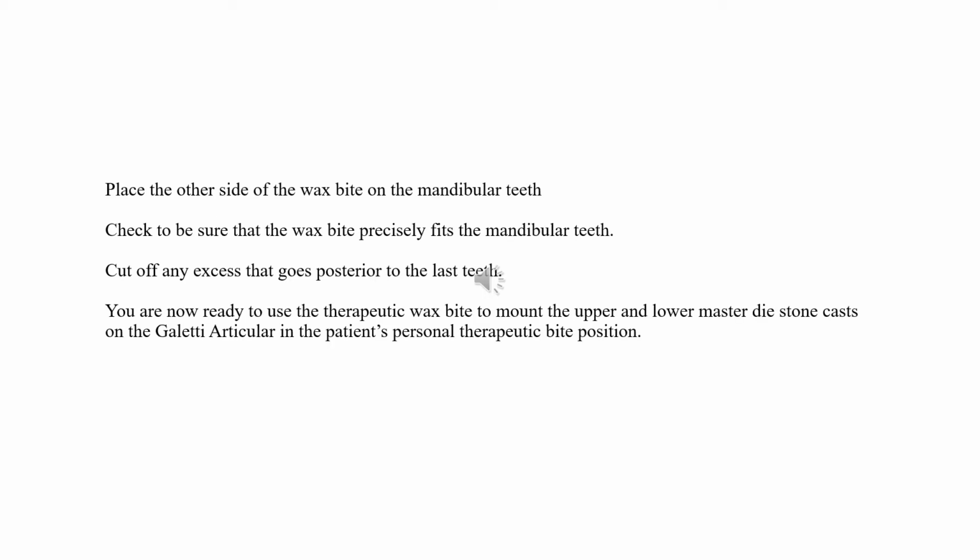So as I said, the first step is making sure that the therapeutic bite fits the upper teeth. The second step is to make sure that the lower part of the therapeutic bite fits the lower teeth beautifully, and just the teeth, right? You do this by doing the same thing as you did for the upper. Place the other side of the wax bite, the mandibular side of the wax bite, on the mandibular teeth. Check to be sure that the wax bite precisely fits the mandibular teeth. It should fit beautifully, like a glove, on each tooth. Cut off any excess that goes posterior to the last teeth, right?